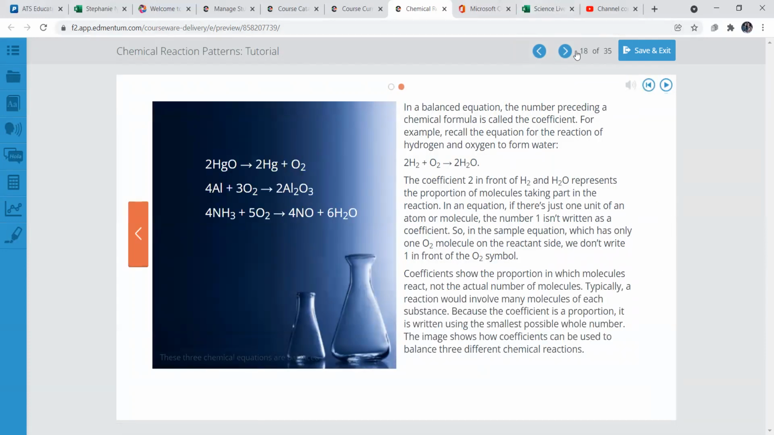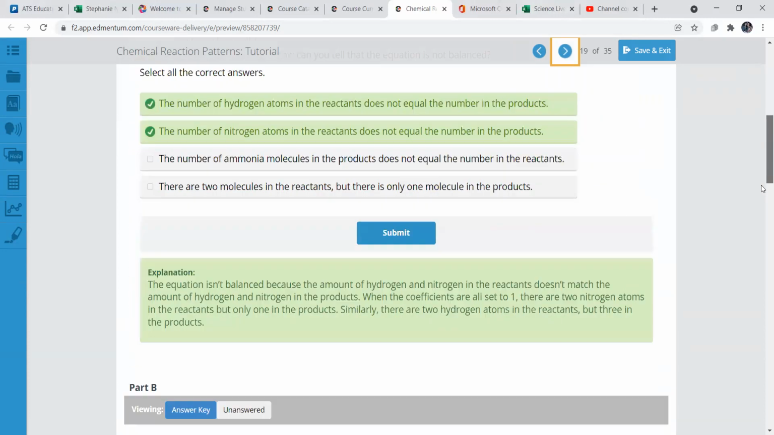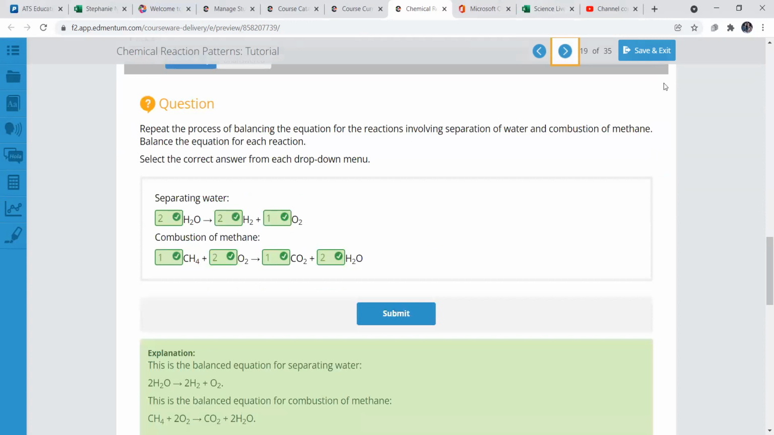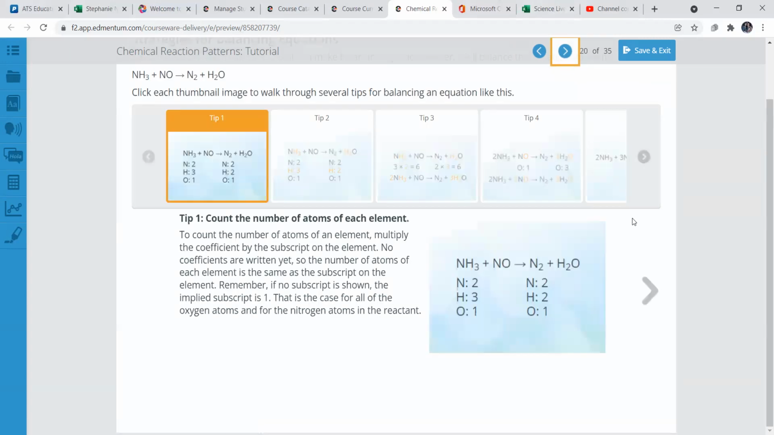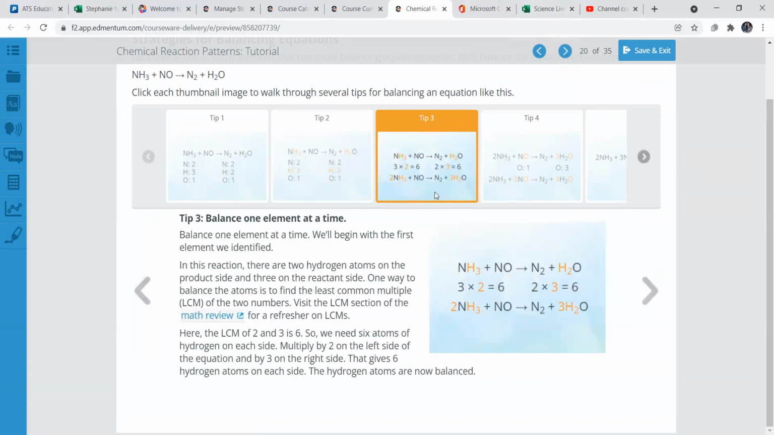Next, all right, here's just some more chemical equations and how to balance them. Here you'll have to balance some of the chemical equations. I'll let you do that on your own in the tutorial. This is just showing examples of how to balance equations, how to start, like what atom you should start with and why.